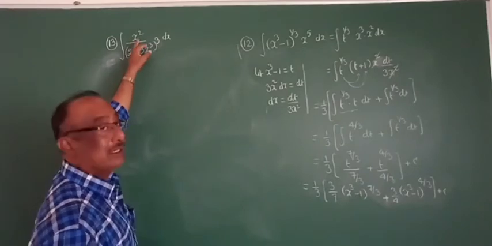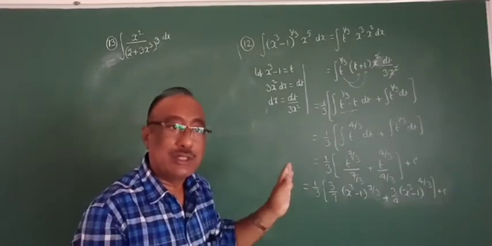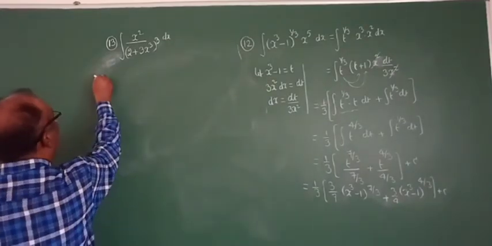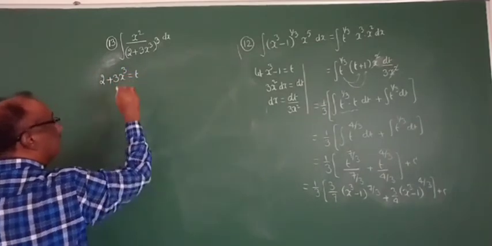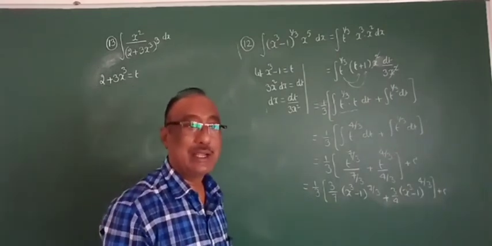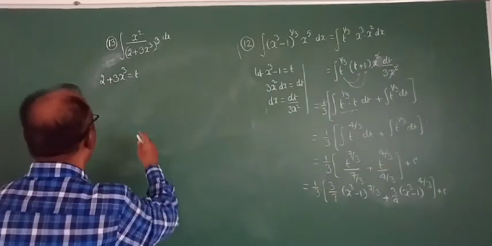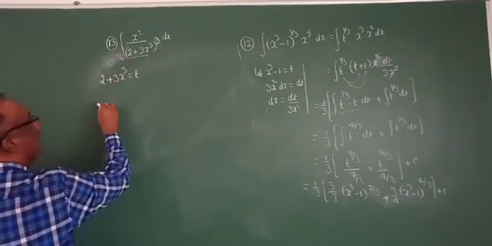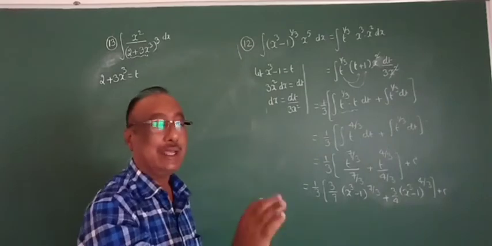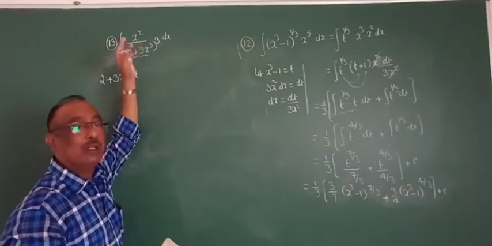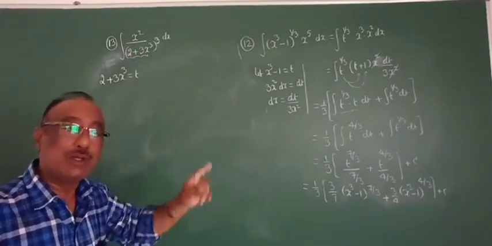x cube derivative is 3x square, therefore let the whole cube function be t. So let 2 plus 3x cube be t. x cube derivative is in the numerator. That's why we apply the derivative, let it be t. Whatever function has its derivative present, that function should be let as t. x cube is included with some other constant, that's why you should take it completely.